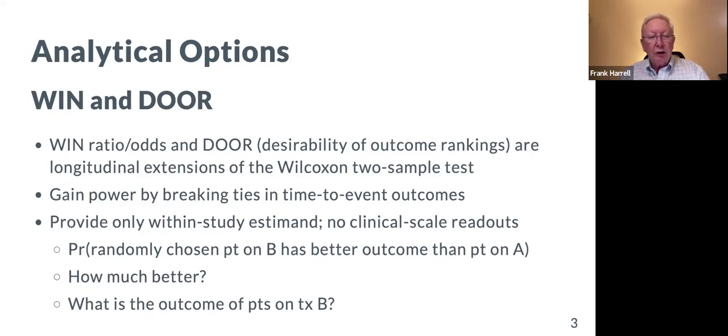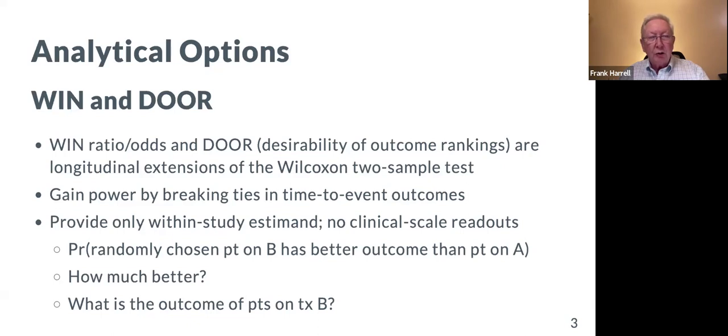So you're essentially estimating the Wilcoxon concordance probability, which is the probability that a randomly chosen patient on treatment B has a better outcome than a randomly chosen patient on treatment A. The question is how much better?